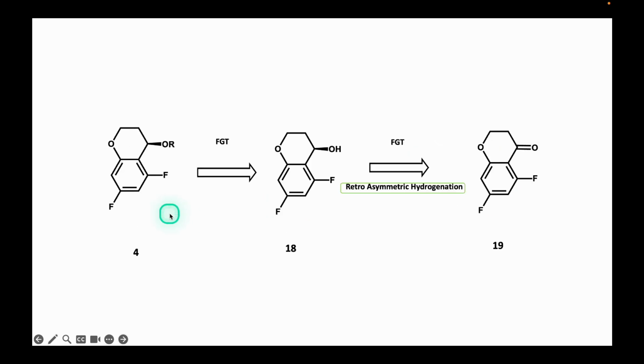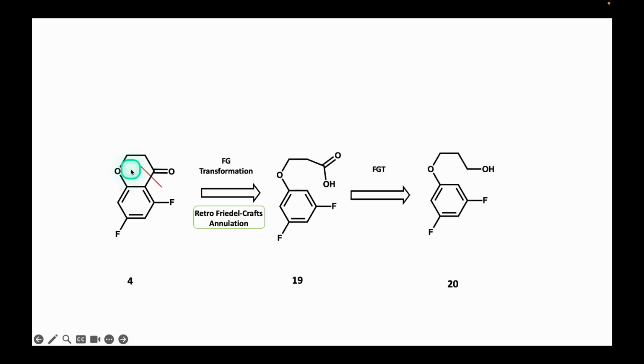The protected cromanol 4, through a functional group transformation, yields cromanol 18. The chiral alcohol in 18 can be obtained by asymmetric hydrogenation of chromane 19. The ring containing the carbonyl group attached to the benzene ring in 4 can be generated through a Friedel-Crafts type cyclization, consisting of the intramolecular aromatic acylation of the carboxylic acid 19.